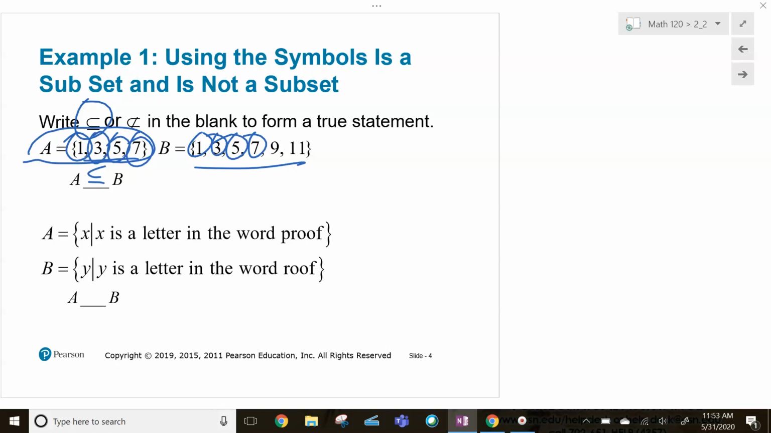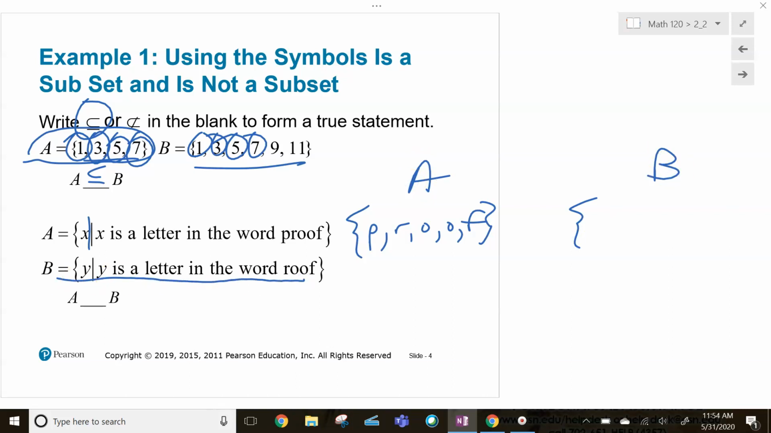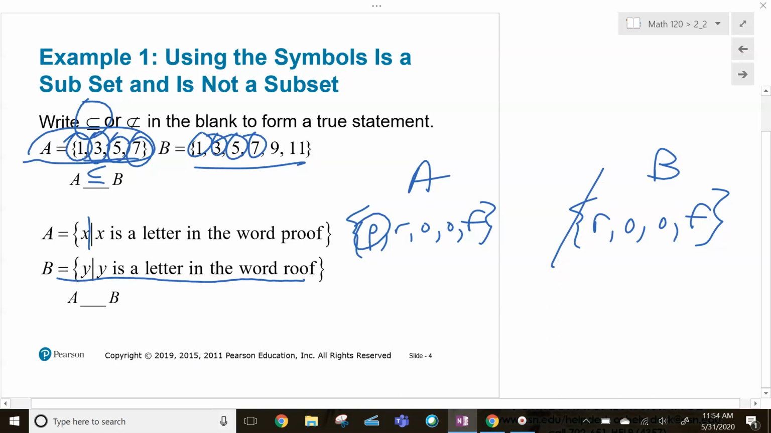Okay. Next one. Set A is the set of elements X such that X is a letter in the word approved. So you have A, P, R, O, V, E, D if you were to write this out in roster method. And here's set B, Y such that Y is a letter in the word roof. So you have R, O, O, F. So I say, well, first of all, is P in set B? Nope, it's not. So this is not a subset, right? A is not a subset because P is not in B.